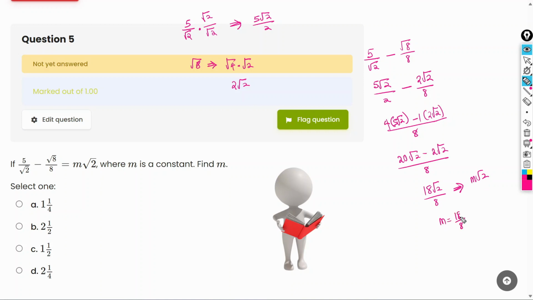18 over 8, right? Let's simplify 18 over 8 and see what we end up with. That's going to be 2 whole number 2 over 8, which is 2 whole number 1 over 4, right? So m is 2 whole number 1 over 4. That's option D.